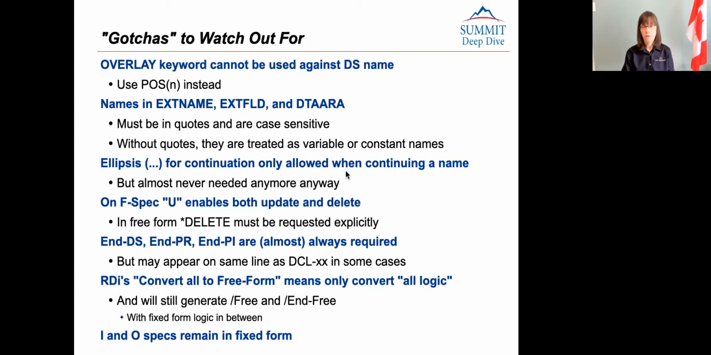Remember that the names in ext name, ext field, and data area must be in quotes, and they are case sensitive. In other words, they're almost always going to be uppercase. Without the quotes, they're going to be treated as variables or constant names. You don't use ellipsis anymore at all when doing data declarations, nor do we need them, but just so you know, they're not allowed. On declaring the files, the U on the F spec used to enable both update and delete, but in free form, delete must be explicitly requested if you need that capability. Remember that we need an end DS, end PR, end PI, always required, almost. I think there might be an exception or two here and there. In some cases, they may appear on the same line as the declare.